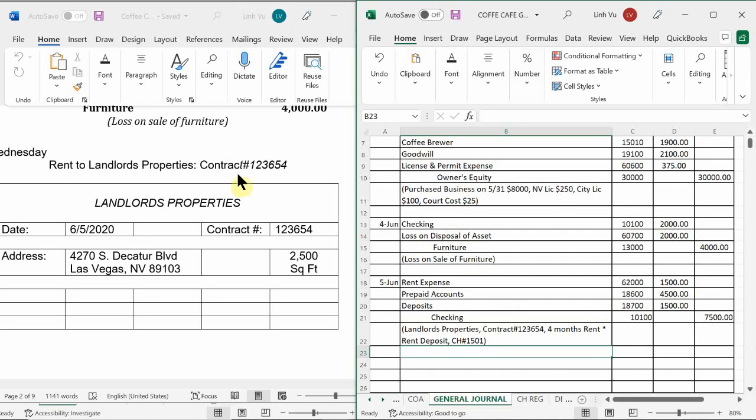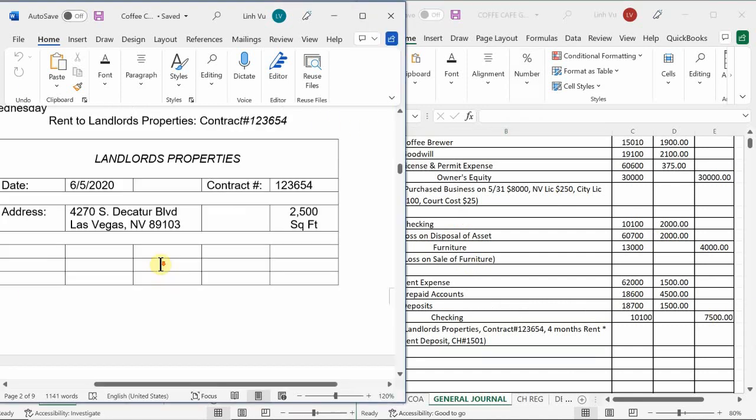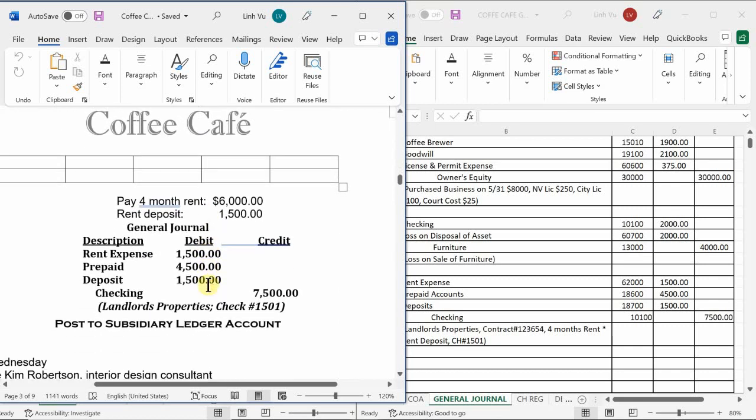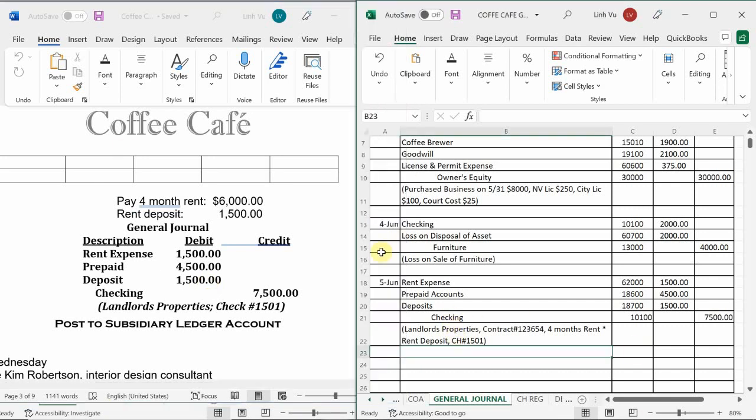Again, your description is based on how much information you want to put in there. The more information that you have in here, the better understanding when other people look at your books, they know exactly what you're talking about. But if you leave it blank, then they're going to be like, okay, you paid rent, but who did you pay it to? When did you pay it? And how much? Right? They're not going to know. Okay? So there you go.